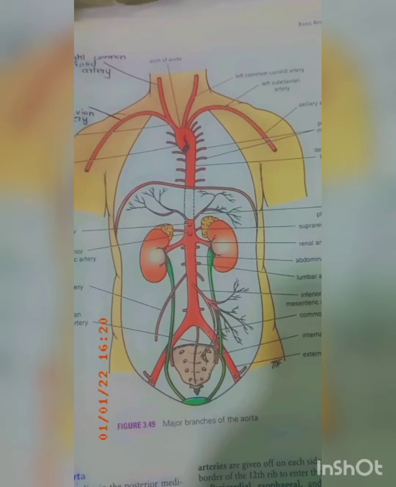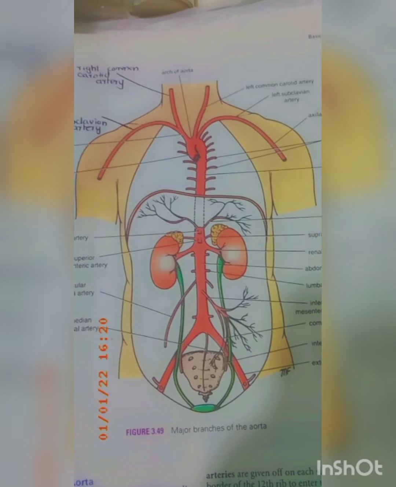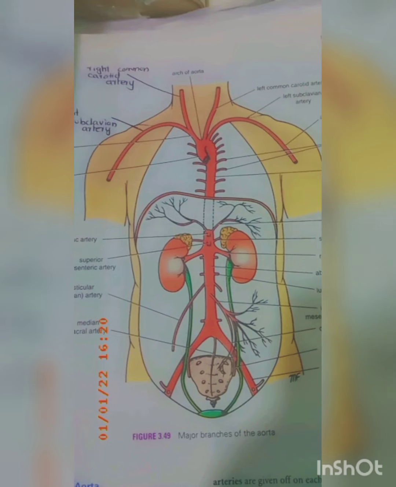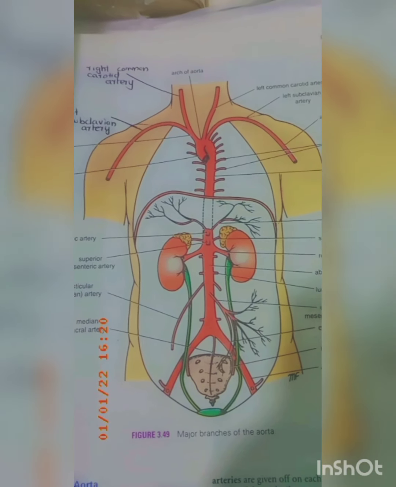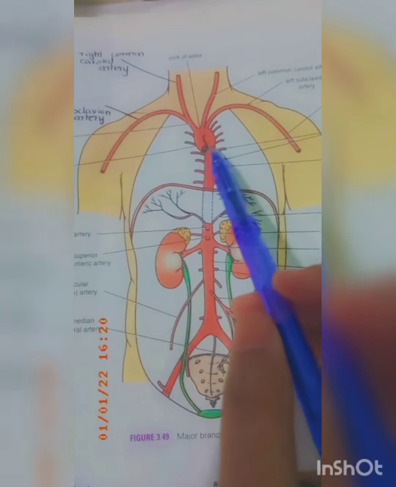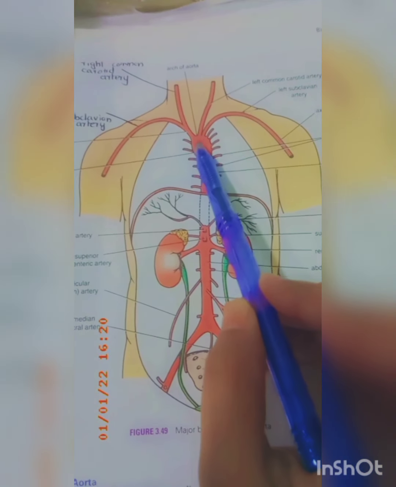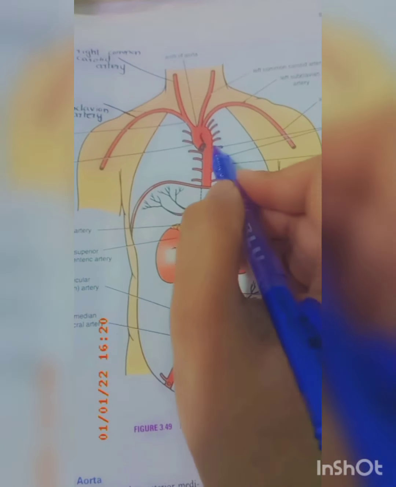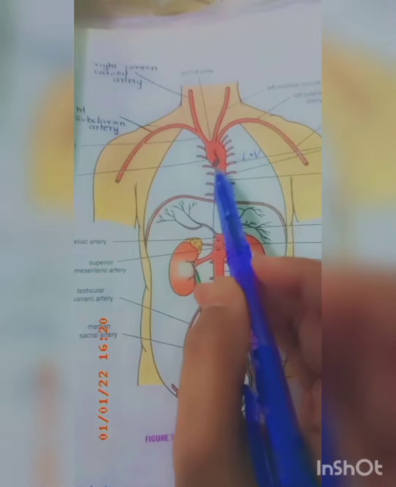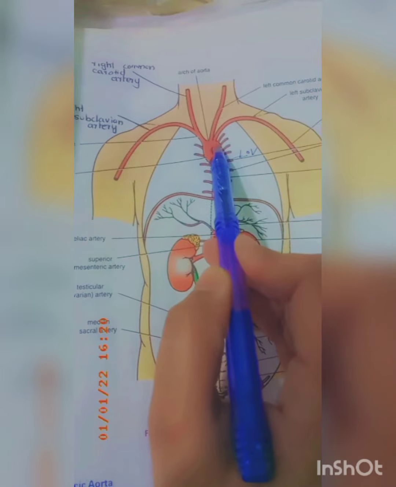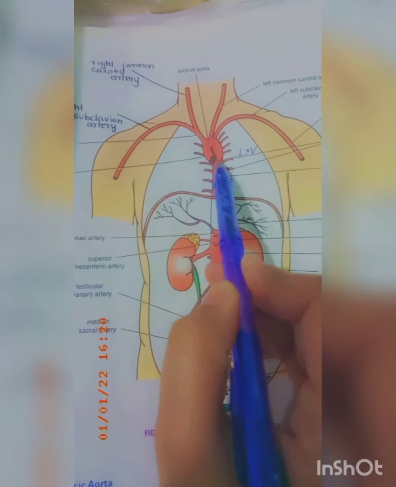First of all, a very general review of the branches of the aorta, because it is very important to understand the branches of the aorta in the thoracic region and how these branches further continue to the upper limb. So this is the aorta. We know that the aorta originates from the left ventricle. This is the ascending aorta, this is the arch of the aorta, and this is the descending aorta.